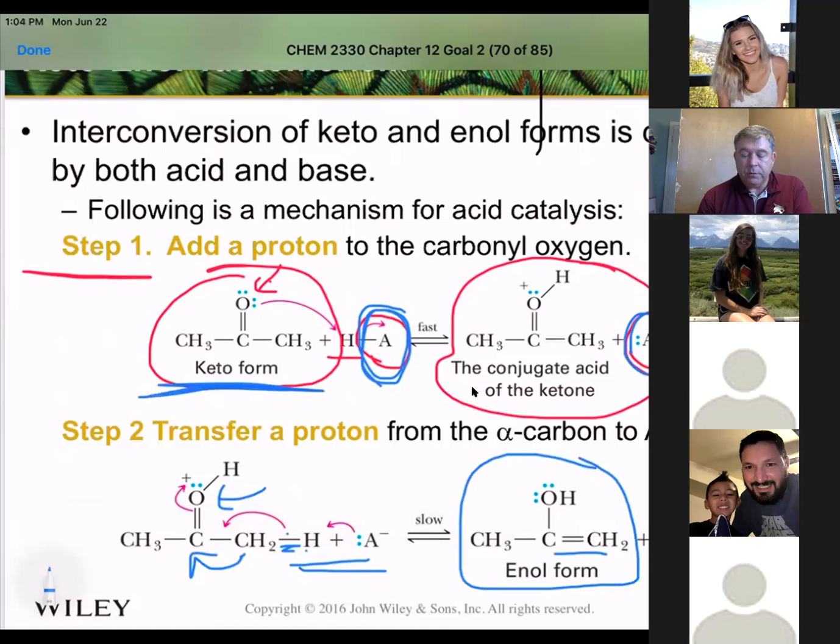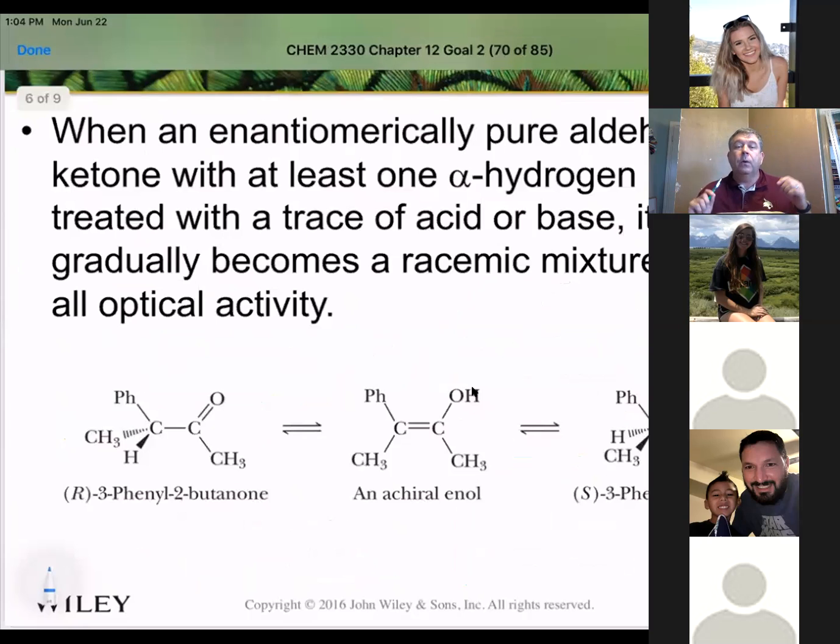Notice we started with a neutral species up here. We protonated our species. We created a base, and then we used that base to turn it back into a neutral species. Okay. This is how it forms, specifically in the case of acidic materials.